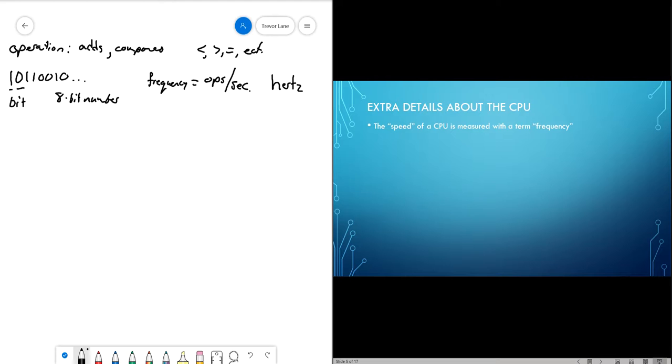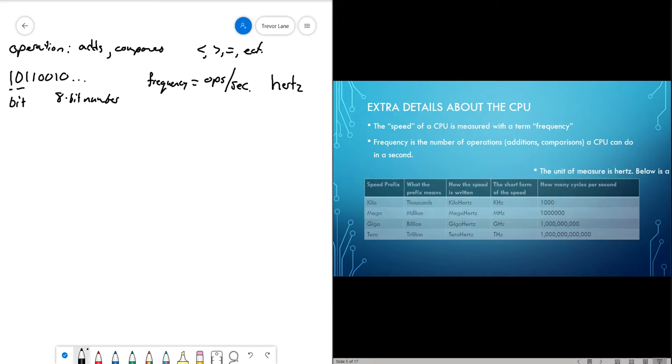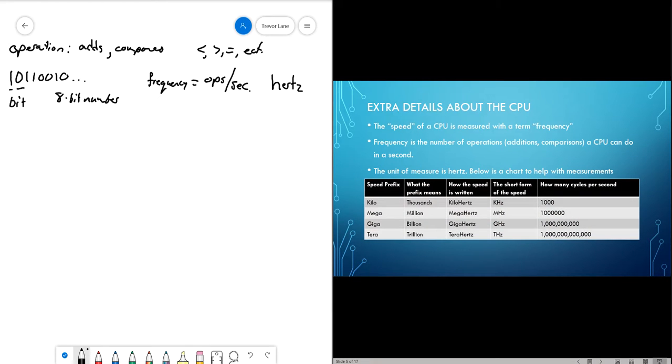Well, let's jump over here for a second. This is a quick chart that shows you the different measurements of these hertz. So when we see a CPU runs at, say, a kilohertz, that means it can handle 1,000 operations per second, 1,000 additions and 1,000 comparisons per second. Megahertz is 1,000,000 operations per second, roughly. A gigahertz is a billion. A terahertz is a trillion. And there are more sizes. It grows and grows and grows.